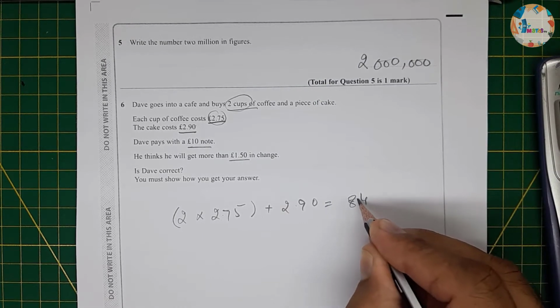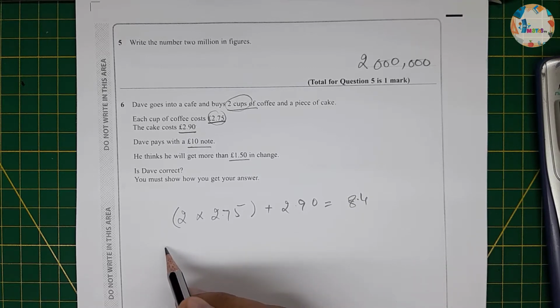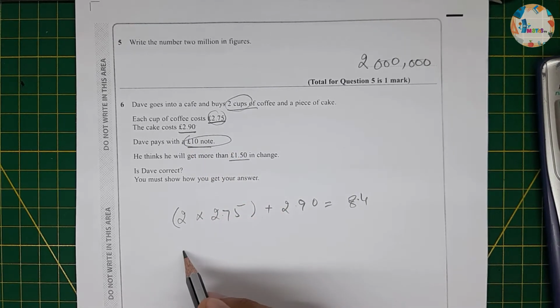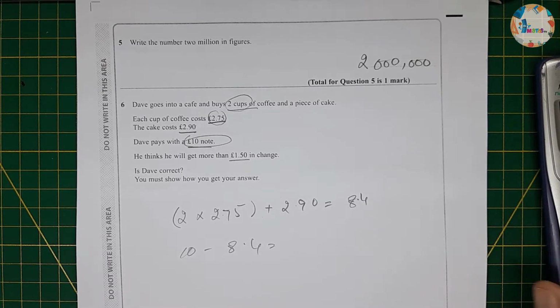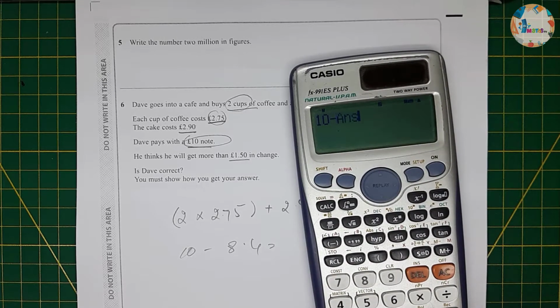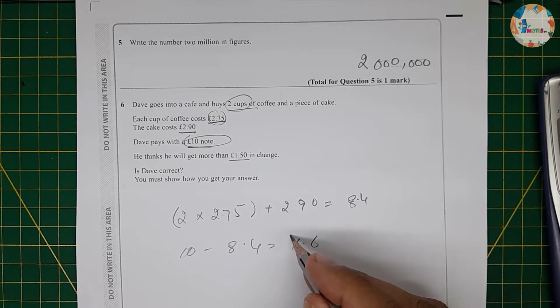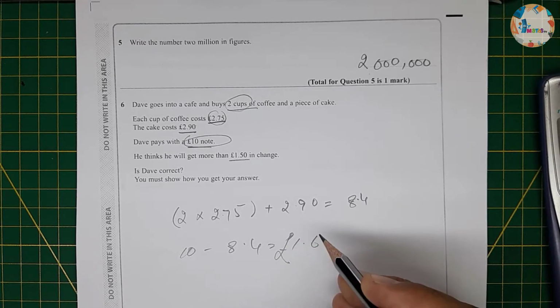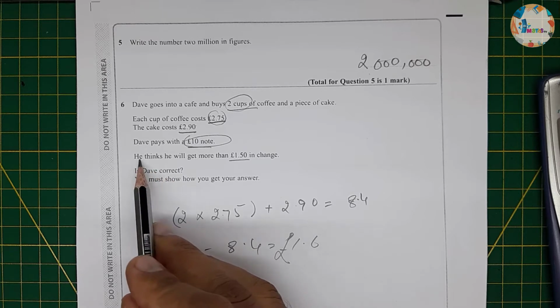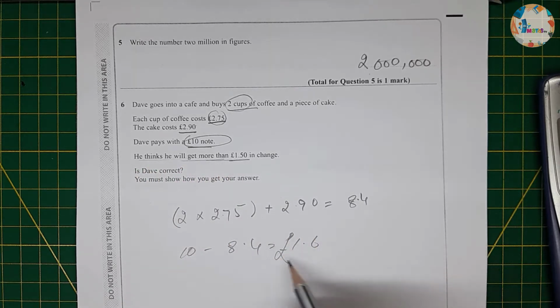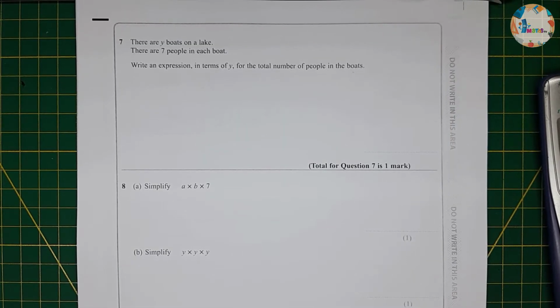So this is £8.40, and he has given a £10 note. So 10 minus 8.4 is equal to 1.6. So £1.60 will be the answer. Now Dave thinks he will get more than this, so this is more than that. So yes, Dave is correct. You can write yes, Dave is correct.